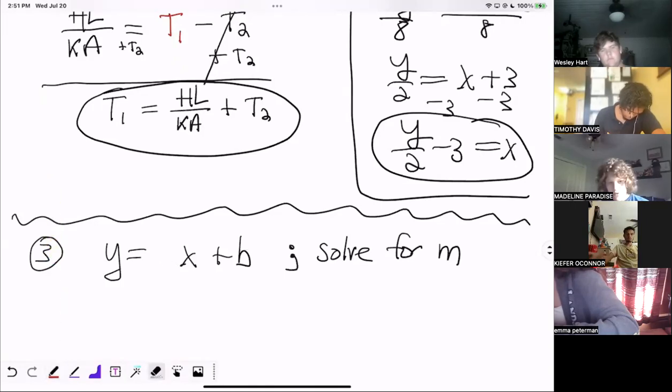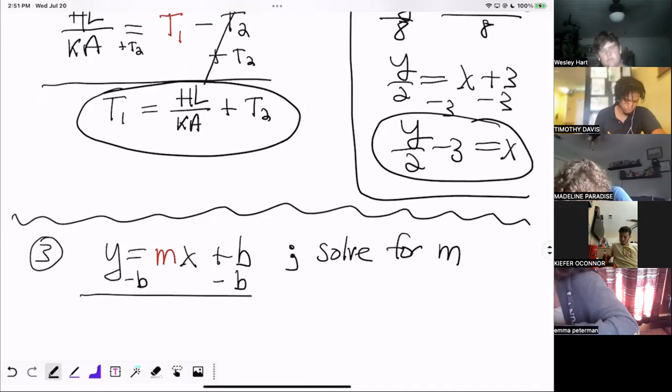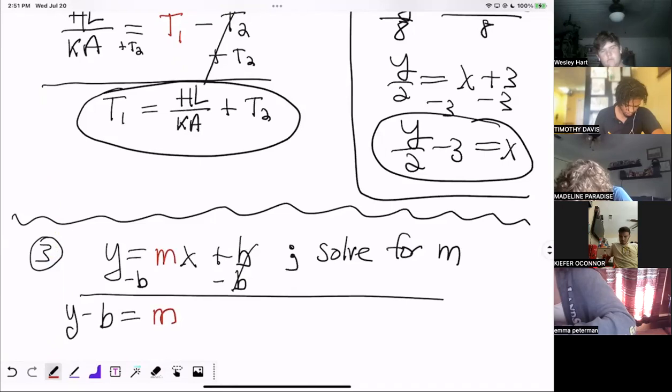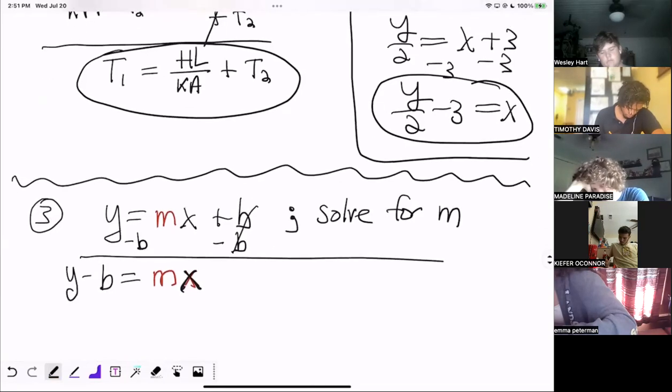I'm going to change m to my color, highlight it or something. If you don't need to do that, that's fine. But I find it helps a lot if you sort of get mixed up with what to do. What would I have to do to get to m? Well, I have to get rid of b. So I have to subtract b from both sides. I have y minus b is equal to mx. Whoops, sorry, I have to put black pen, mx. Now how do I get rid of x? I divide both sides by x.